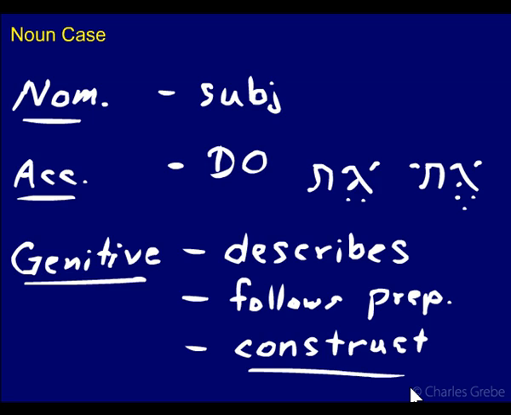So Hebrew does not have case endings anymore, but we still have case in terms of its function: nominative, accusative, and genitive. And genitive is what we're going to deal with in this chapter, in something called, at least one type of genitive, the major type, called the construct.